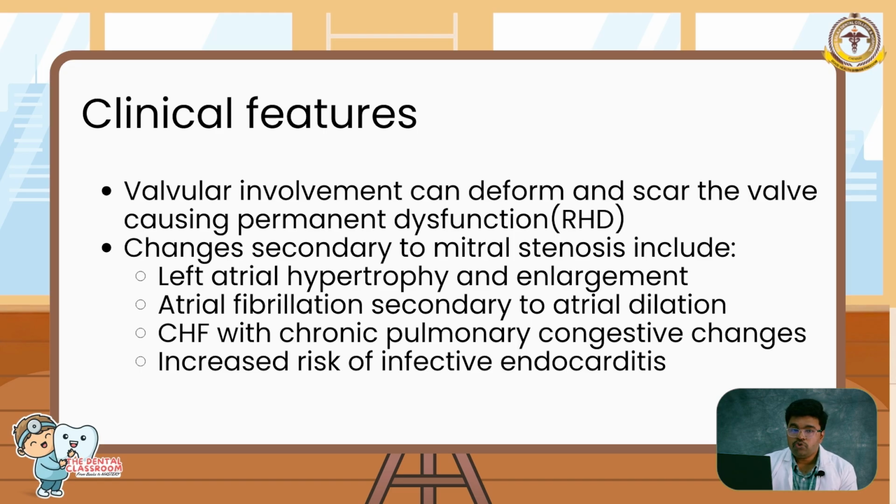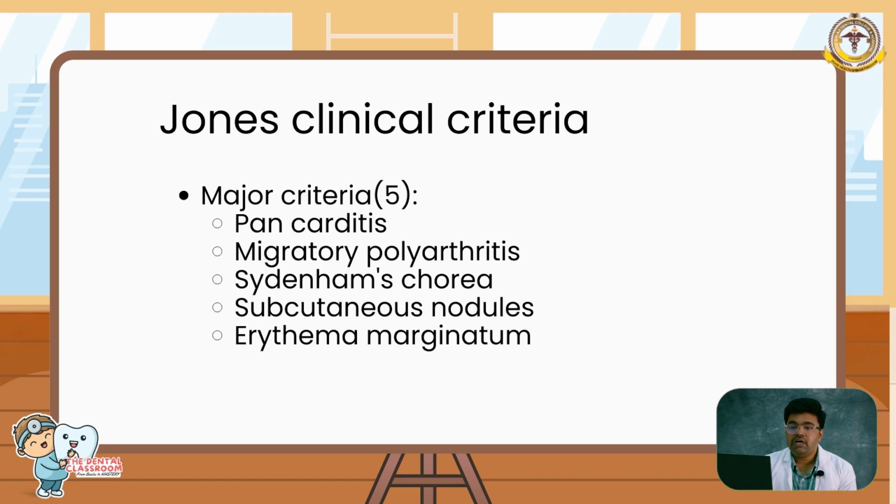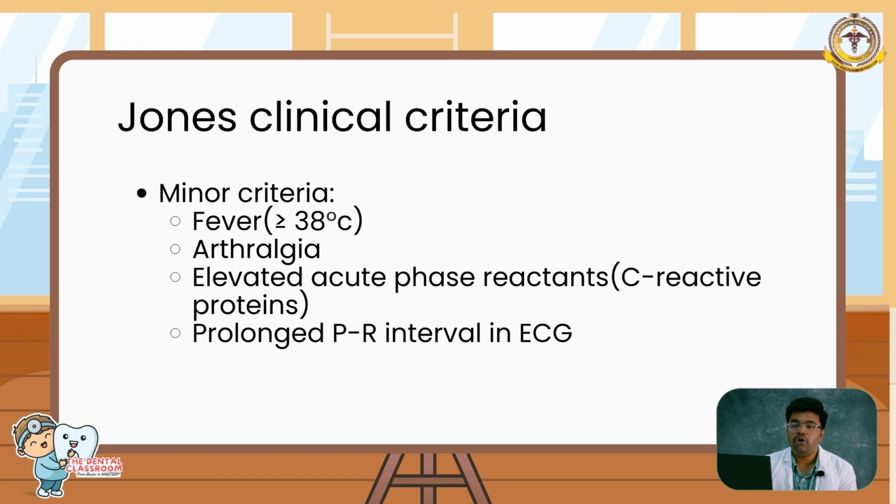To call it rheumatic fever or rheumatic heart disease, streptococcal infection has to have been there, and there are some criteria to diagnose rheumatic fever. Major criteria are pancarditis, migratory polyarthritis, Sydenham's chorea, subcutaneous nodules and erythema marginatum. Minor criteria are fever, arthralgia, elevated ESR, C-reactive protein and, on ECG, prolonged PR interval.